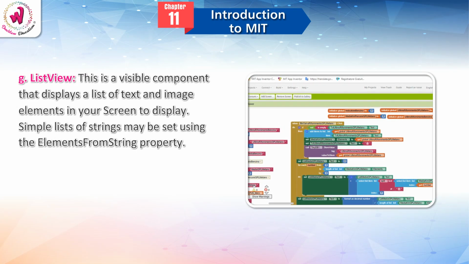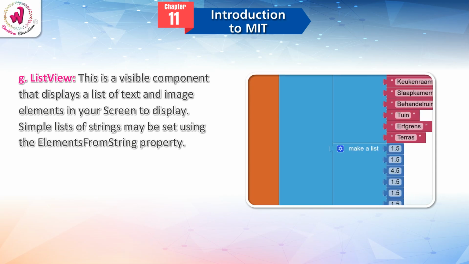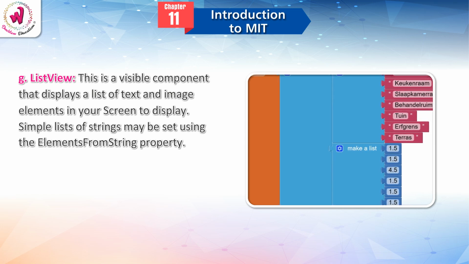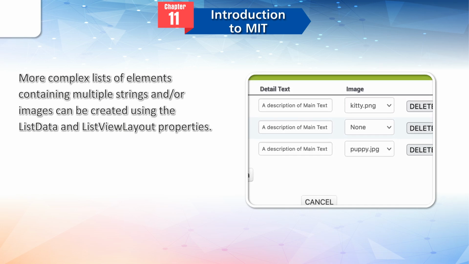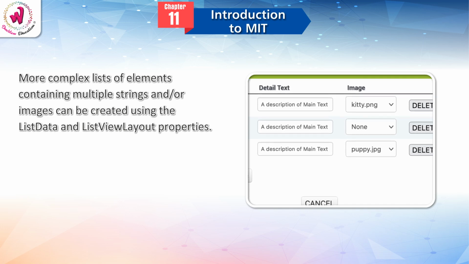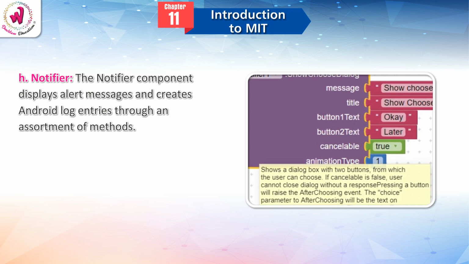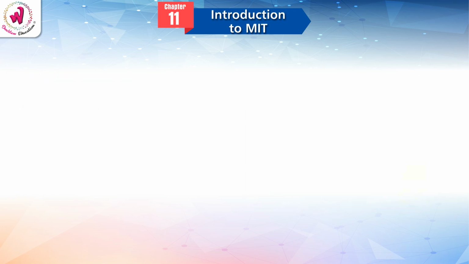G. List view. This is a visible component that displays a list of text and image elements on your screen. Simple lists of strings may be set using the ElementsFromString property. More complex lists of elements containing multiple strings and/or images can be created using the ListData and ListViewLayout properties. H. Notifier. The notifier component displays alert messages and creates Android log entries through an assortment of methods.